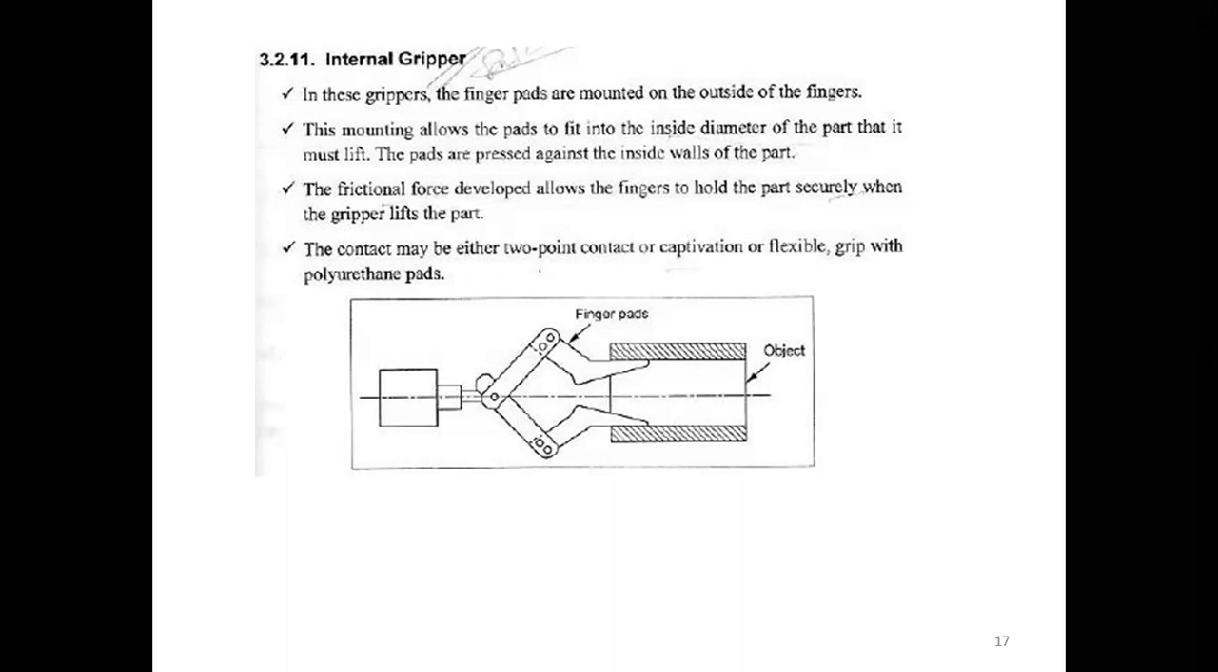Last class we discussed what an end effector is. It defines the application of what we are going to do using robots. There are two types of end effectors available: one is grippers, another one is tools. Grippers are used to pick and place materials, as well as move material from one place to another.